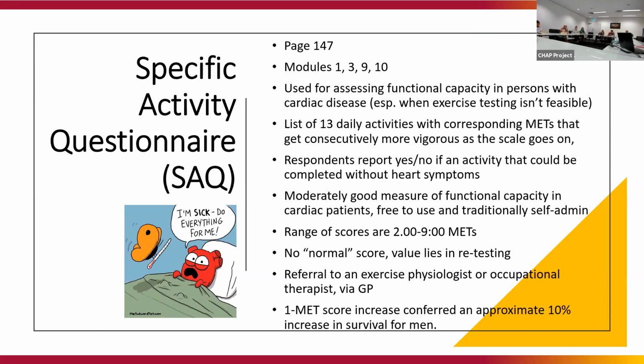So research has indicated that even a 1 MET drop would indicate an improvement or increase survival, at least for men in the study that they did. But if you did get someone whose score was concerning, that might be a fit to refer them to an exercise physiologist or an occupational therapist via their GP.